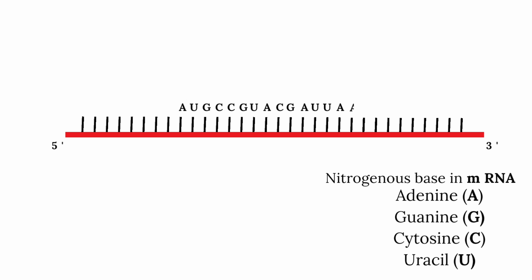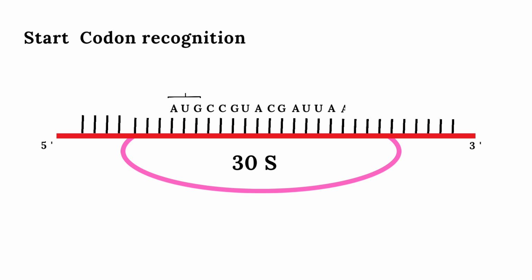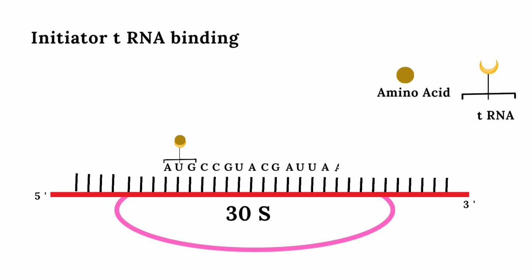At this initiation point the mRNA backbone is linked with nitrogenous bases. Three collective nitrogenous bases code for one amino acid, hence this is known as a codon, which represents an amino acid. The ribosomal 30S subunit finds the start codon on the mRNA strand. The initiator tRNA carrying the amino acid methionine binds to the start codon.